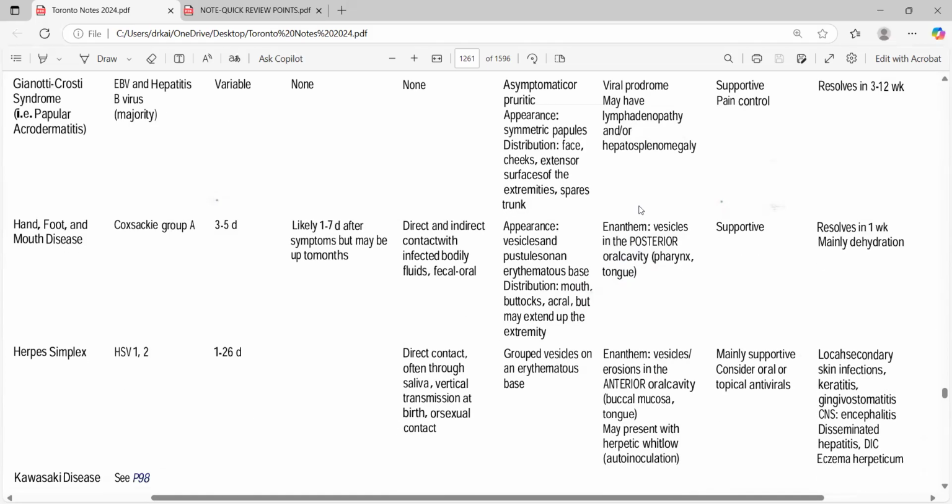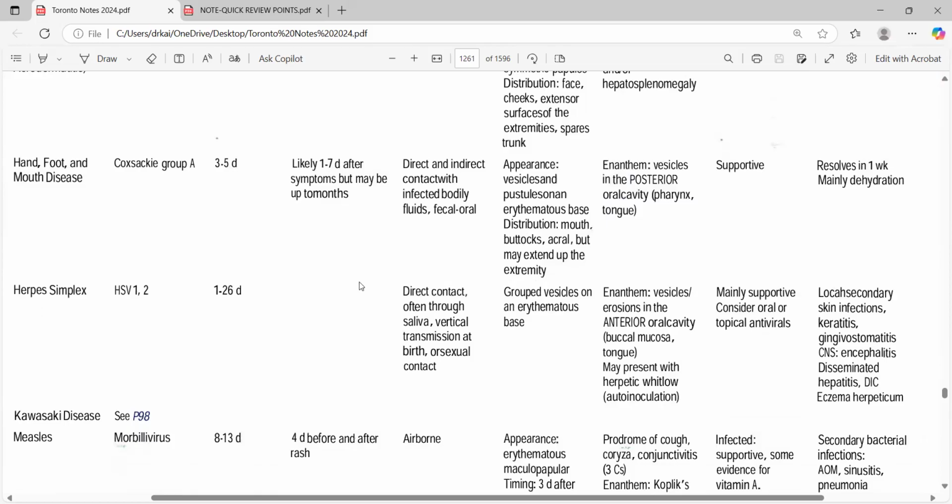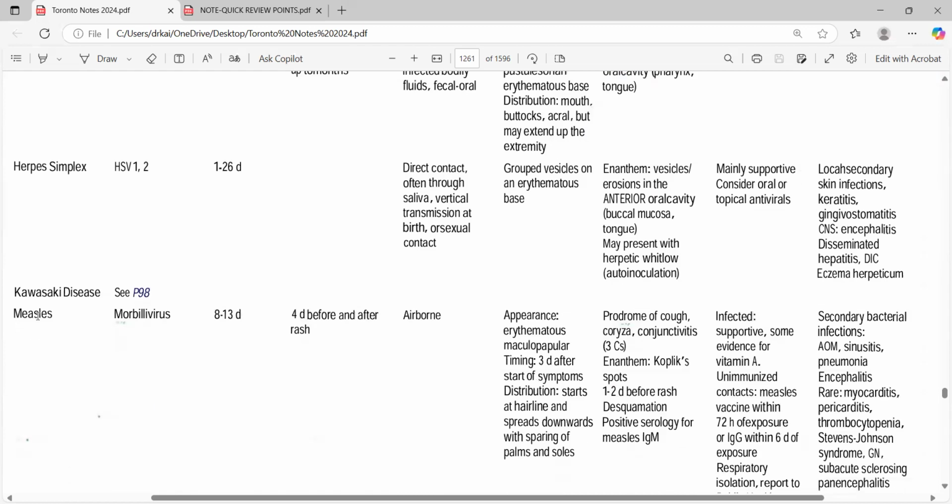Then comes the herpes simplex, which is basically HSV. In this one, you can see the painful rash in the mouth or in the genitals. Then Kawasaki disease, we already know how it works. The measles, so Kawasaki can be misdiagnosed with hand, foot, and mouth disease. So you have to know the difference between them.